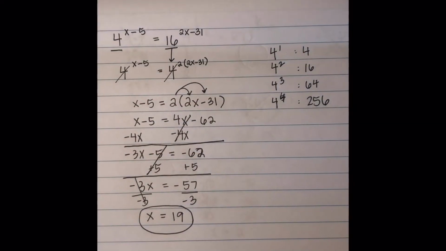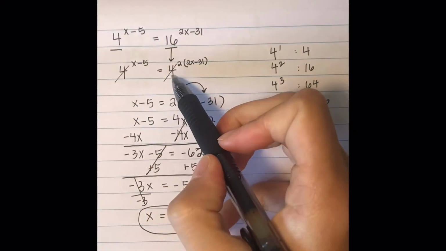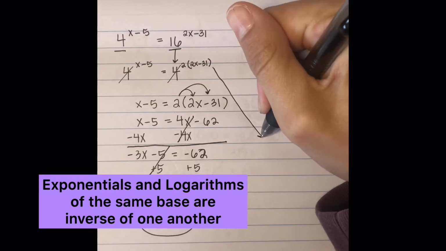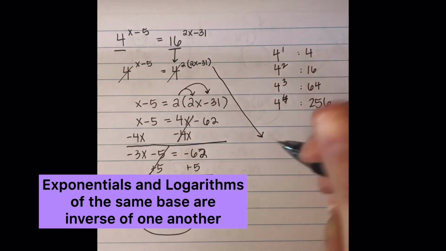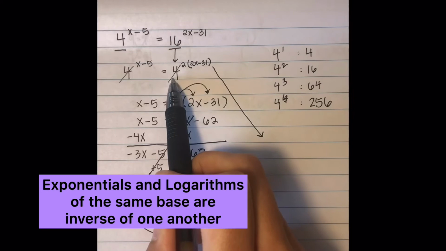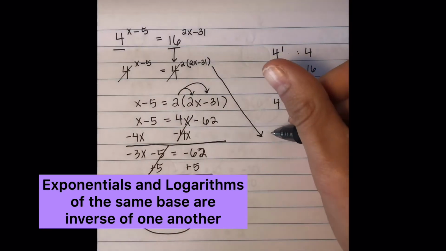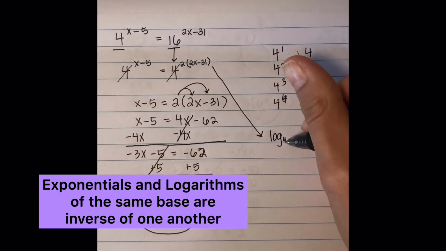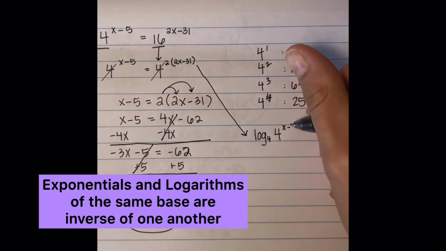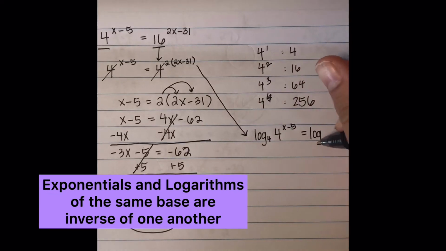Really quick, I want to talk about why these base 4's cancel out. And the reason has to do with the log function. So I'm going to take this over here and show you why. So just like positive 4x minus 4x were inverses, so they canceled out, the base 4 has an inverse of log base 4. So if I take log base 4 of 4 to the x minus 5 and log base 4 of 4 to the 4 times 2x minus 31.